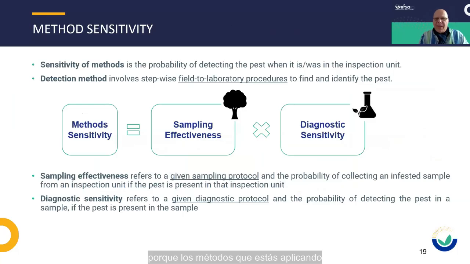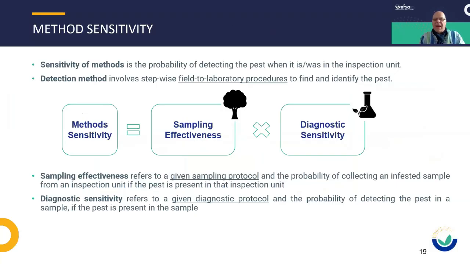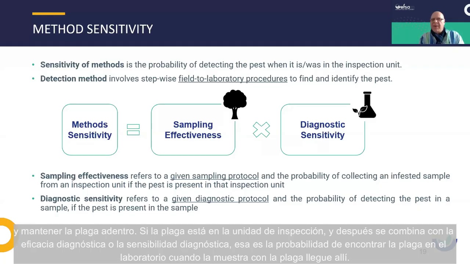Because the method that you are applying on the inspection unit towards the detection of the pest has a sensitivity. This sensitivity is the probability to detect the pest when the pest is or was on the inspection unit. And this method sensitivity is divided into components. One is the sampling effectiveness. That's the way these samples are taken from the inspection unit and keeping the pest in, if the pest is on the inspection unit.